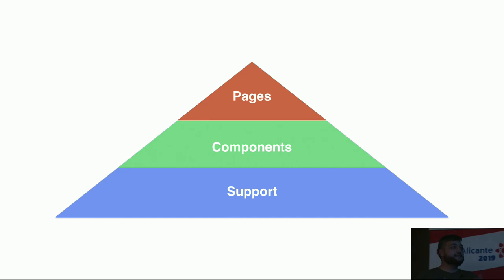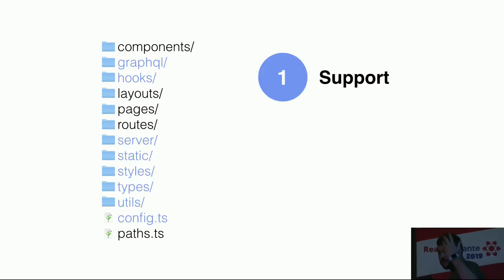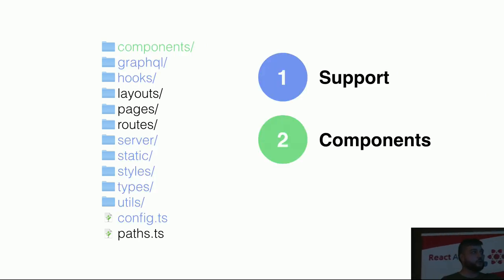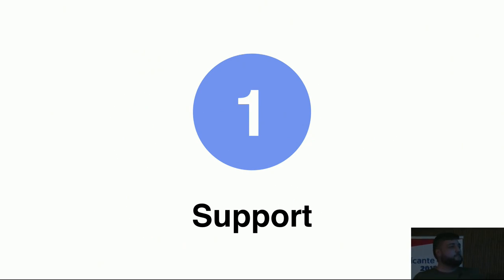You can think of this as a pyramid where you have support, on support you build the components, and then you have pages. It's like you have the support crew, they drive the components, and the components combine into the pages. From here in the talk, I'm going to take this directory structure and split it into its logical parts: support, components, and finally the pages, because you won't understand much of the pages if you don't have the background. So let's get started with the support stuff.